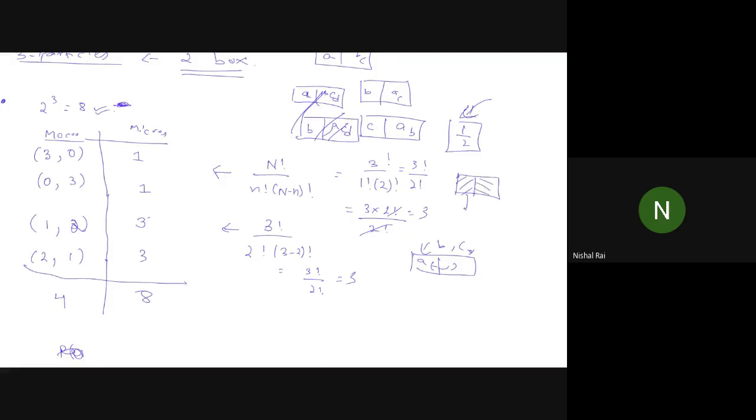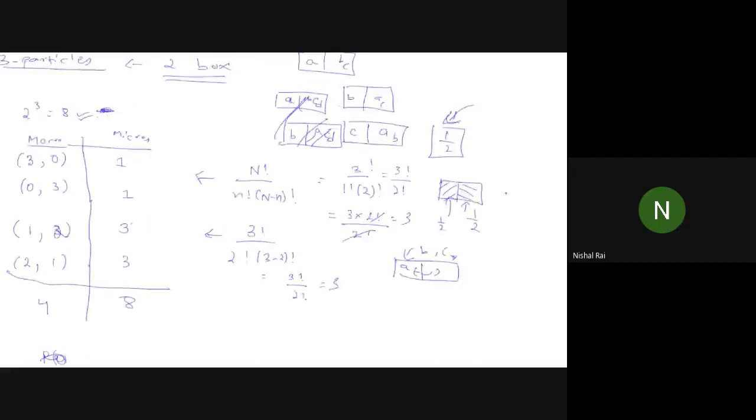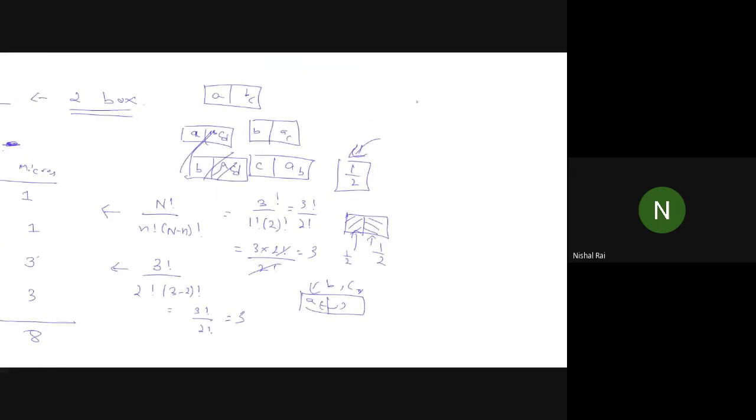And each particle will have how many? 1/2. What number of compartments? Clear? Now, if it was 4 boxes, then the probability of being in one of them will be what? It will be 1/4 over here, 1/4 over here, 1/4. Now, can you see each microstate is equally favorable? That is what I wanted to say.